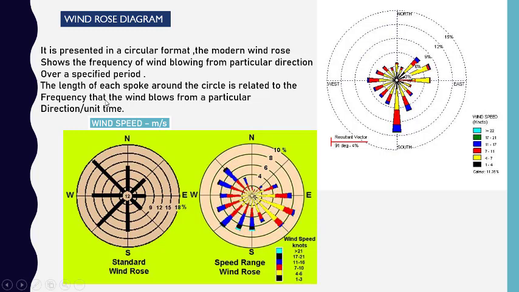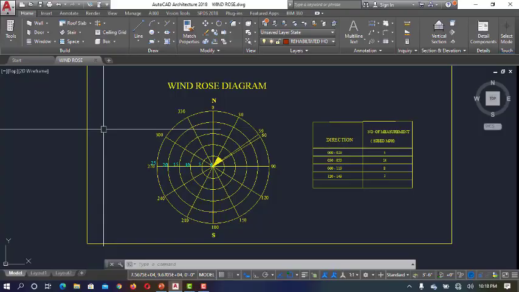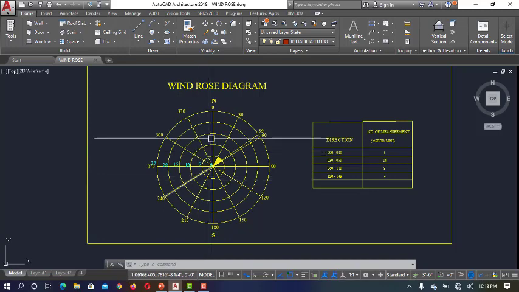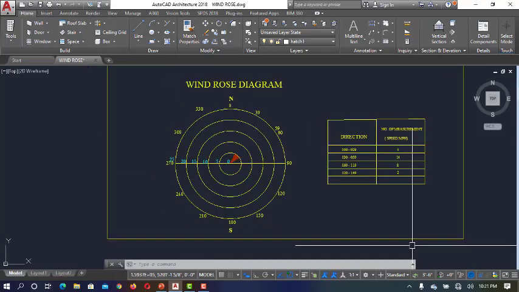Here you can see we have a standard windrose diagram and a speed range windrose diagram. So let's check out how we will graphically represent the wind direction as well as the wind speed by using a windrose diagram. Here in this picture you can see a windrose diagram. Here we are about to plot a windrose diagram.